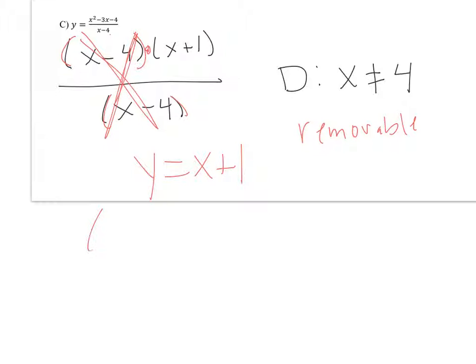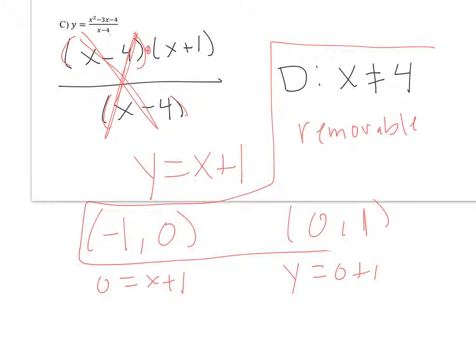So x-intercept, if I plug 0 in for y, I have 0 is equal to x plus 1, you subtract the 1, you get negative 1. If I plug 0 in for x, you have 0 plus 1, you get 0, 1. So this is the information that I would need for that question. So I want you to do D by yourself.